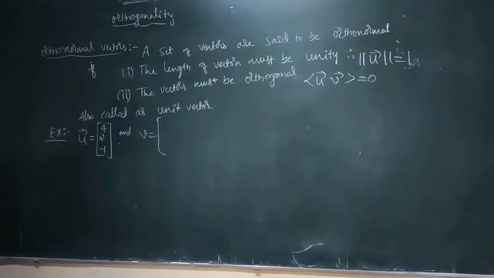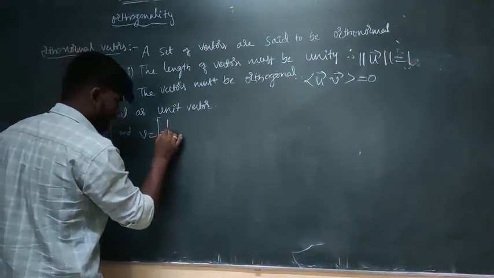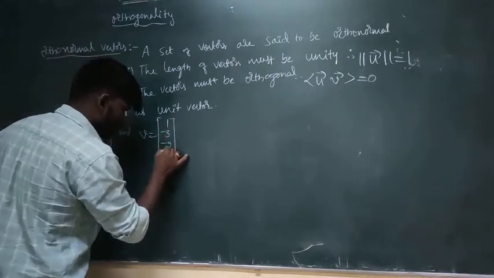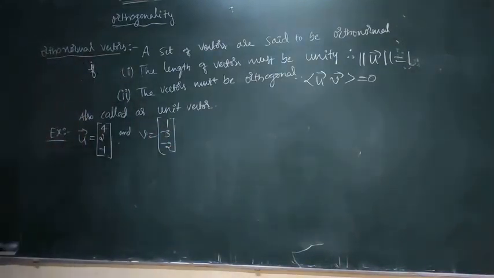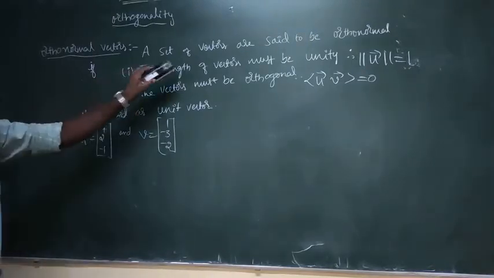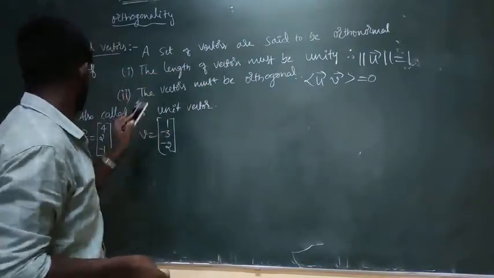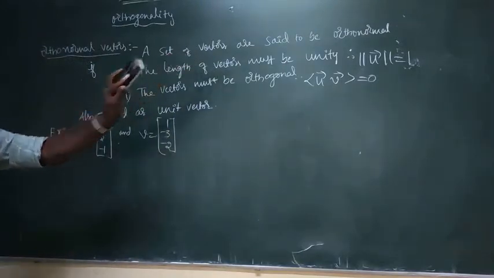(1, -3, -2). Same example, the above example: U is this and V is this. To find whether they are orthonormal, first we find the length. The length of a unit vector must be unity.